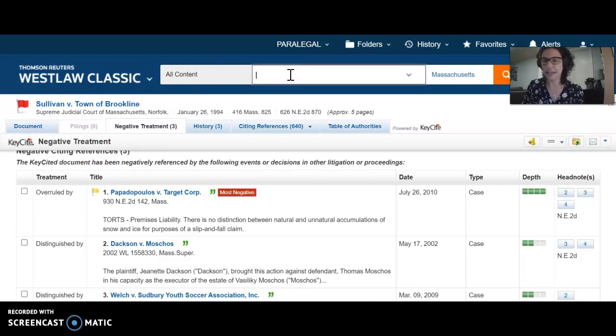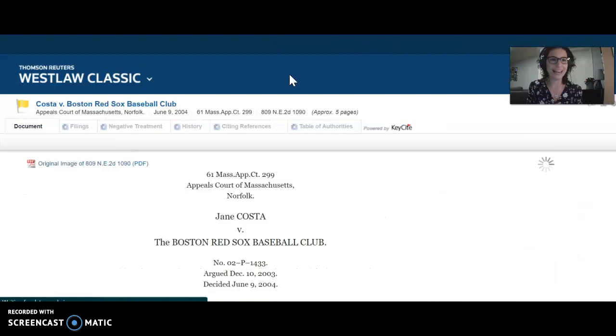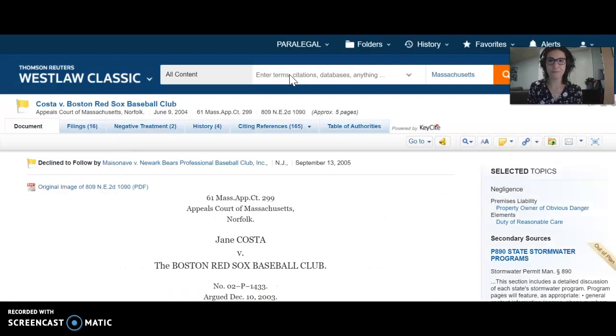Let's just pull up one more case, our good old friend Costa versus Red Sox, so we can see what we mean by yellow flag. So remember, no flag, red flag, and then yellow flag. Yellow flag is kind of a bane of our existence, really, because it tells us that there is some negative treatment, but my case hasn't been overturned. My case, legislation hasn't changed my case. So the quick answer to yellow is that most likely my case is still good law.